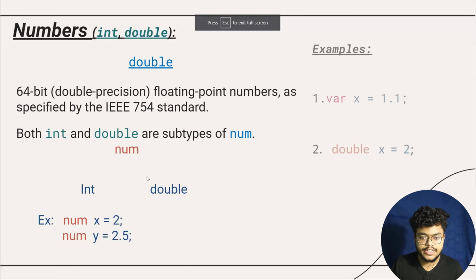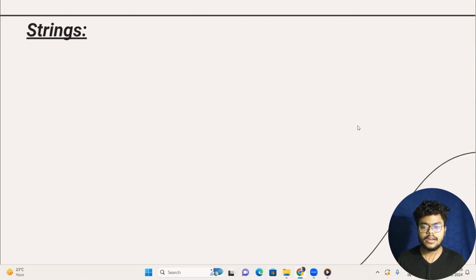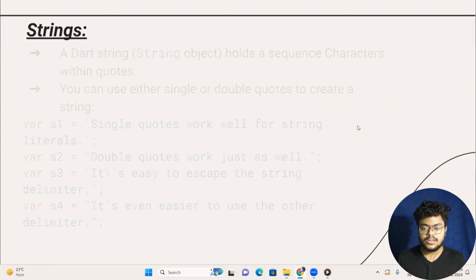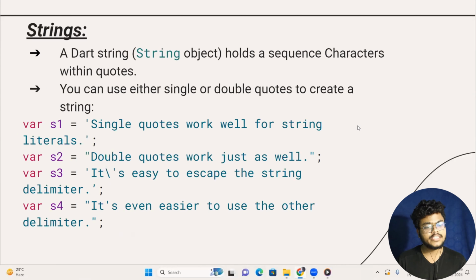So we're done with numbers, and let's talk about strings. If you write anything in single quotes or double quotes, it is considered as a string by the compiler. So let's take this example. Here the s1 variable is initializing a string with single quotes. That is, single quotes work well for string literals.